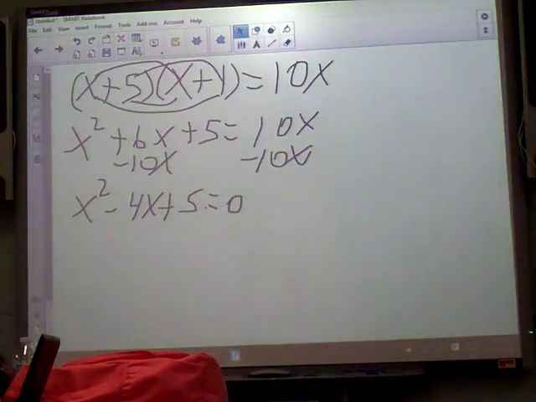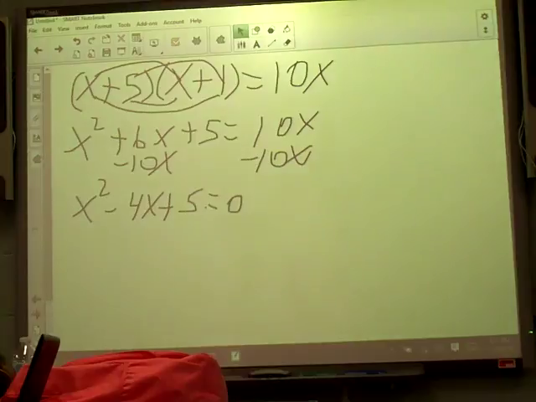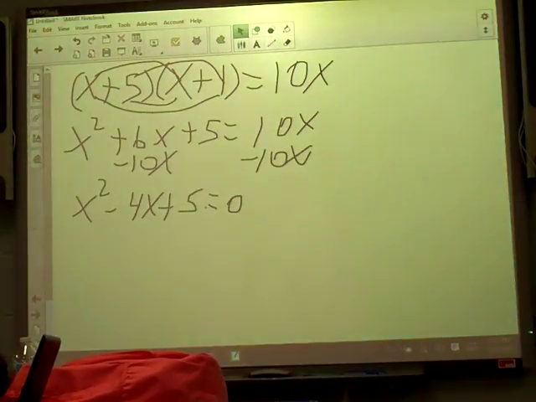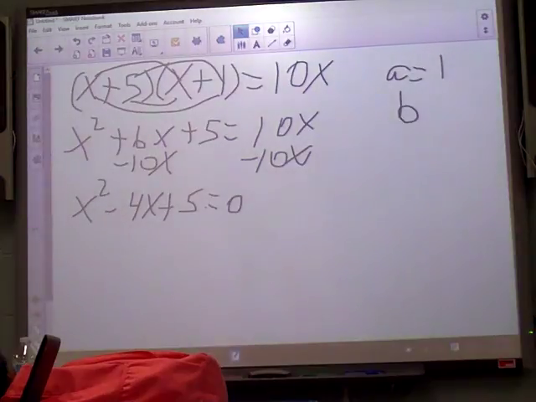Y'all sat through enough math with me to know that my favorite way of solving a quadratic is factoring. And I got really excited at first thinking this one could factor, because I looked at my a times c and I had a 5. But there are no factors of 5 that add to negative 4. 1 and 5 adds to 6. Negative 1 and negative 5 adds to negative 6. So I got excited for no reason. I got to do the quadratic formula. I'm labeling A as 1, B is negative 4, and C is 5.